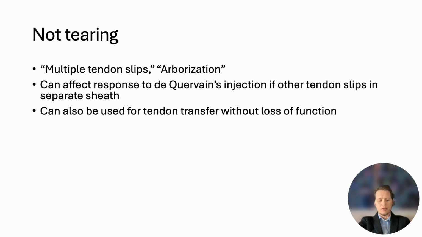Interestingly, though, there's a lighter side to this. If the patient does have multiple tendon slips, you can use one of these for a tendon transfer surgery, and you're not going to get any loss of function, which is kind of cool. Now, that was really the main teaching point for this case. We have a companion case coming up in the next slide here.